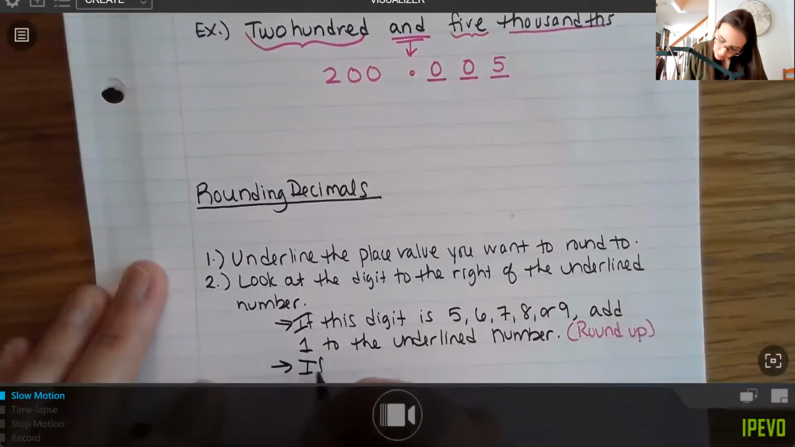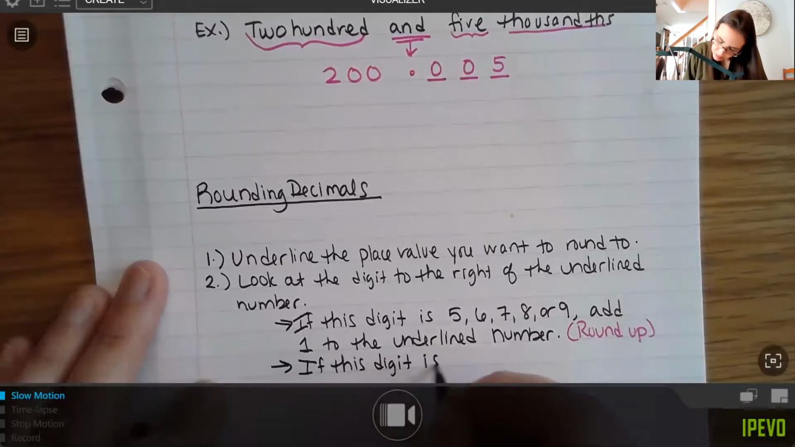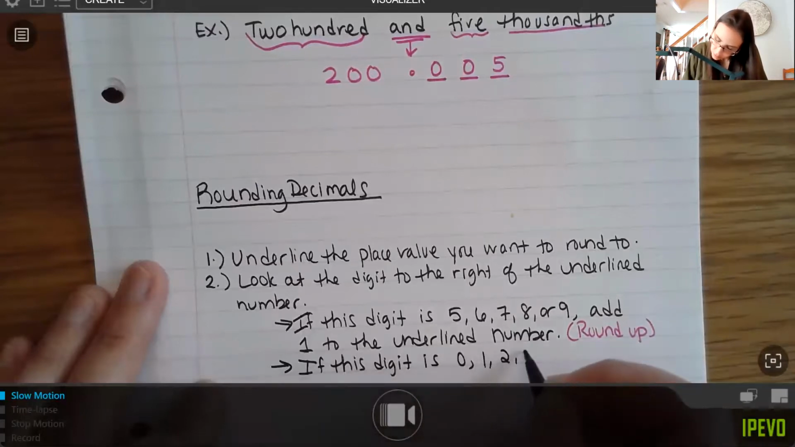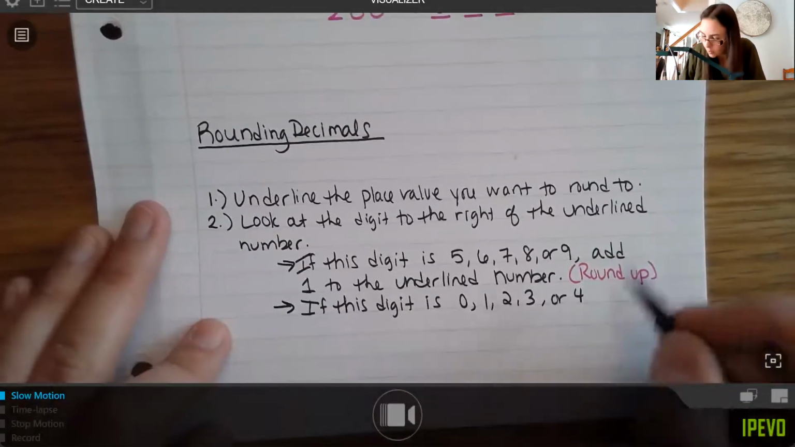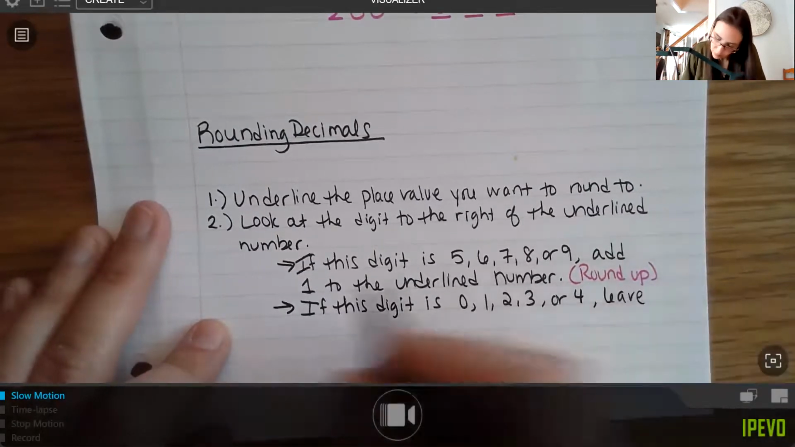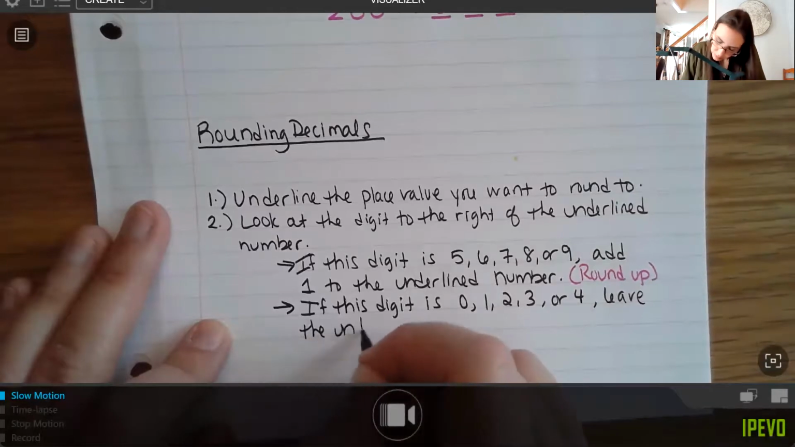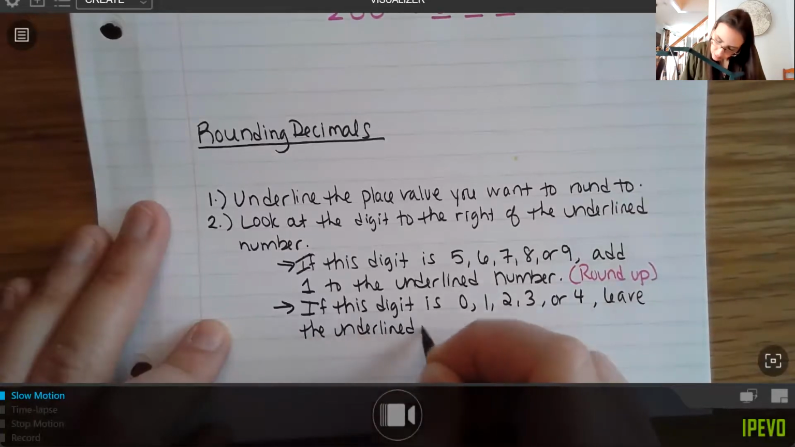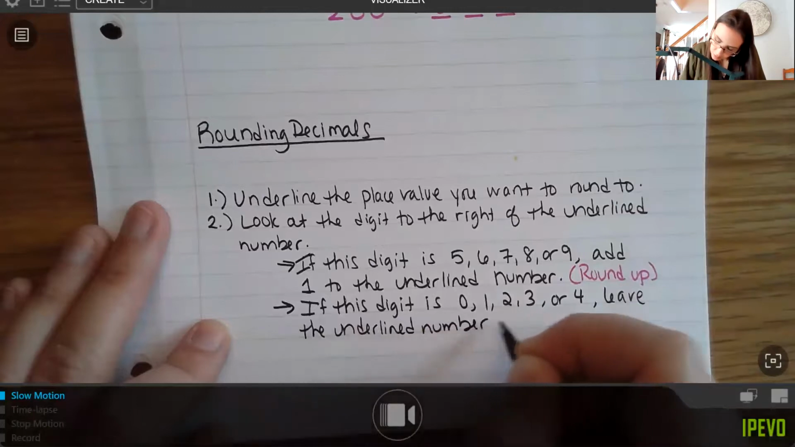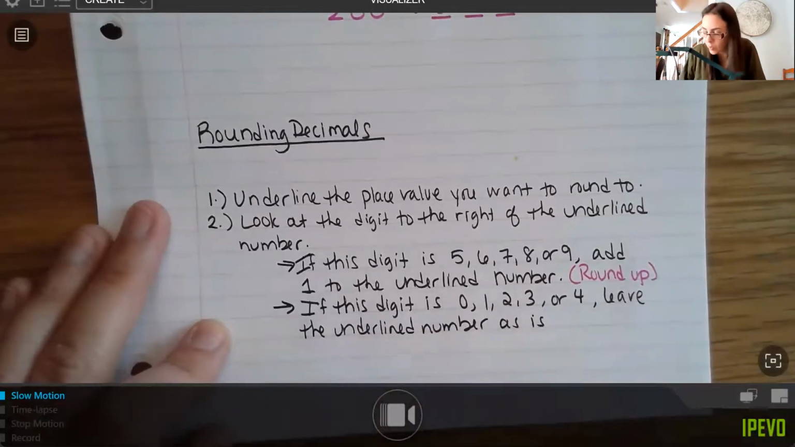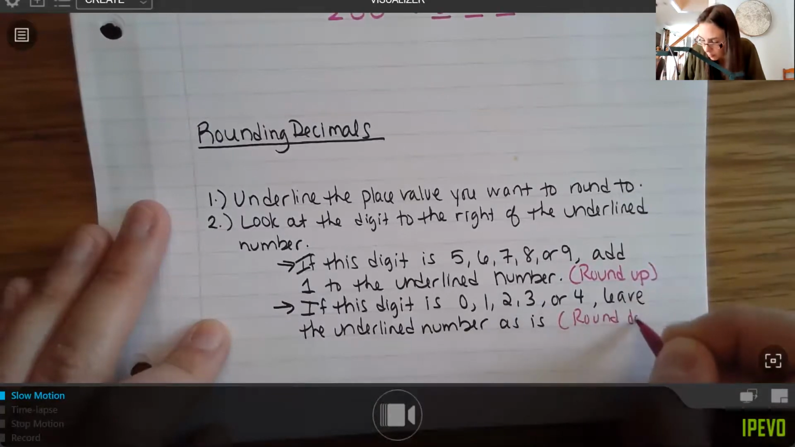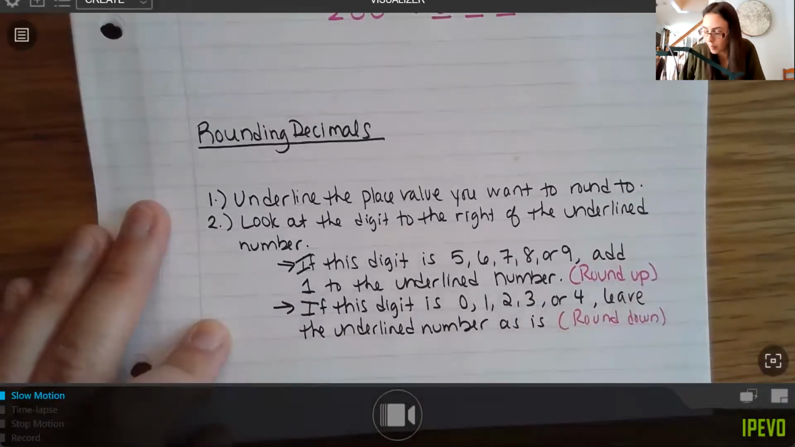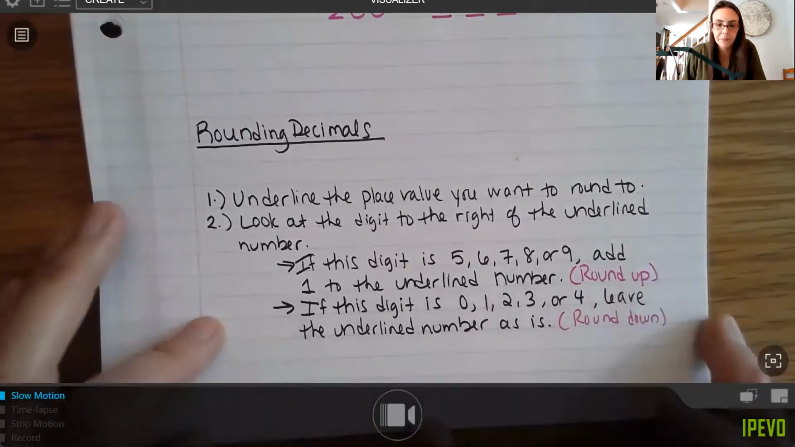And if this digit is 0, 1, 2, 3, or 4, you're going to leave the underlined number as is. So technically this is called rounding down, right? Although you don't actually change the underlined number, right? You don't subtract anything from it.